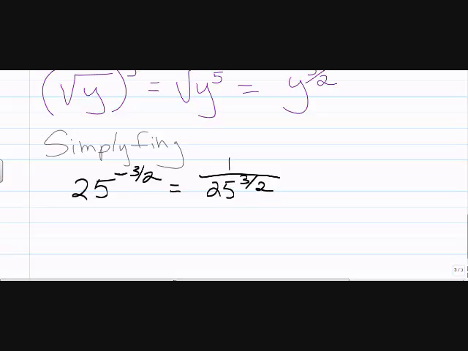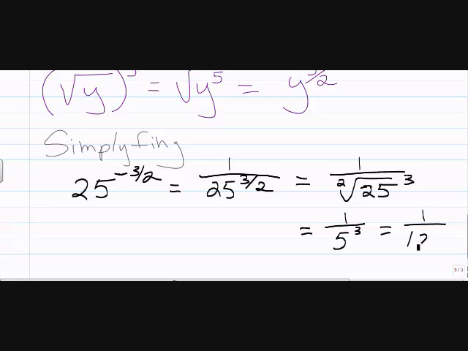Then let's deal with the exponent. This is 1 over the square root of 25 to the 3rd power. I'm going to leave that 3rd power outside the radical because I know what the square root of 25 is. It's 5. So this is 1 over 5 cubed. You know what 5 cubed is? 125. So I'm going to simplify this to 1 over 125.